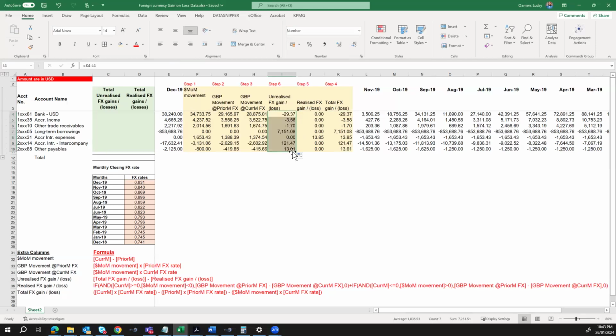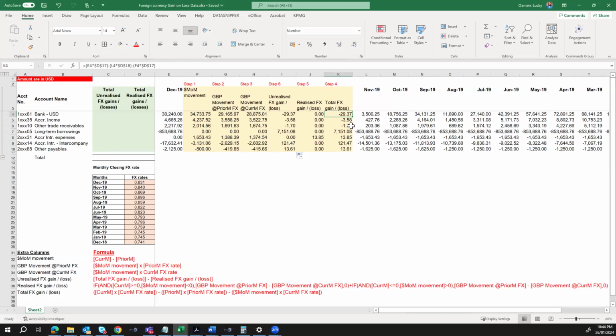Lovely. So what this means is that under step 4, we've calculated the total FX gain or losses, and for the bank balance, we've had a loss of 29.37, and in this amount, the realized portion is 0, while the unrealized portion is the total amount that has been reported as total FX gain or loss on this account balance.